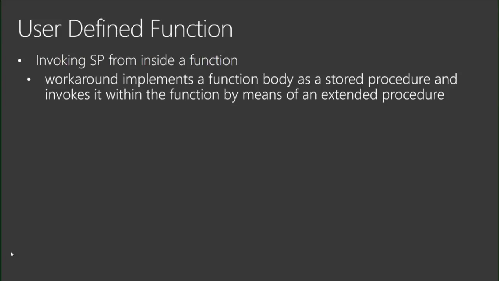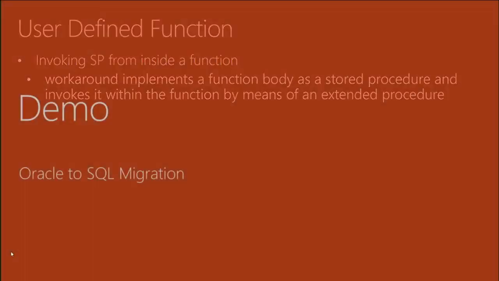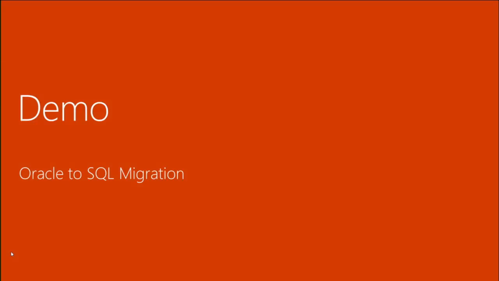So if you have a function in Oracle which is calling a stored procedure, and you try to migrate that from Oracle to SQL, how will SSMA treat it? Again, less manual intervention is required. You just need to be aware that the body of the function is going to be created as a stored procedure, right? And another function will be created which calls that stored procedure using an extended stored procedure which is part of the SSMA package. Okay, so this is something that is done, and I will quickly show you an example of that.